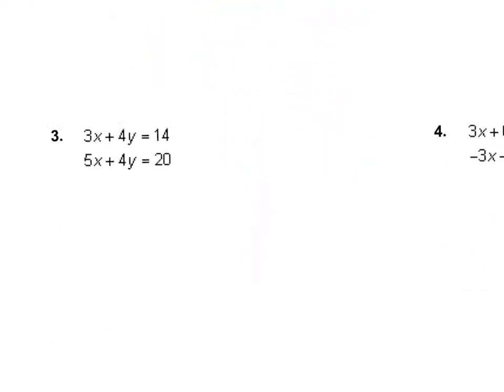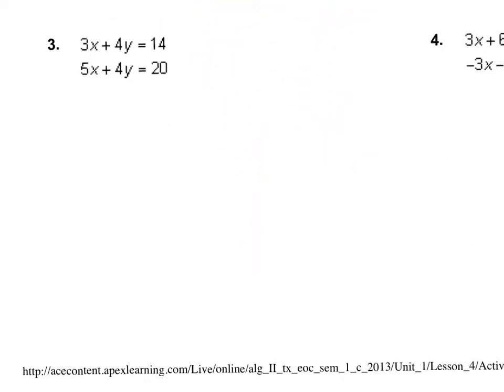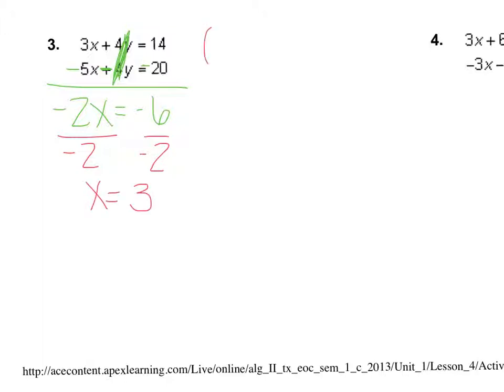Number 3. 3x plus 4y equals 14, and 5x plus 4y equals 20. So again, I need to make one of my equations negative. Doesn't matter which one. I'm going to make the bottom one. I'm going to switch all the signs. So in that case, everything becomes negative. So 3x minus 5x is negative 2x. 4y minus 4y, those cancel. 14 minus 20 is negative 6. I'm going to divide both sides by negative 2, and x equals 3. So the first half of my answer is 3.